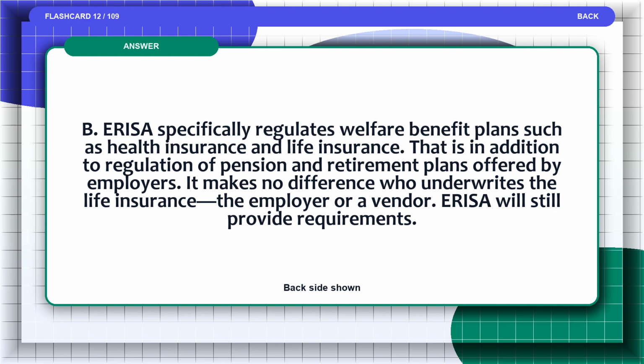The answer is ERISA. It specifically regulates welfare benefit plans such as health insurance and life insurance. That is in addition to regulation of pension and retirement plans offered by employers. It makes no difference who underwrites the life insurance, the employer or a vendor. ERISA will still provide requirements.